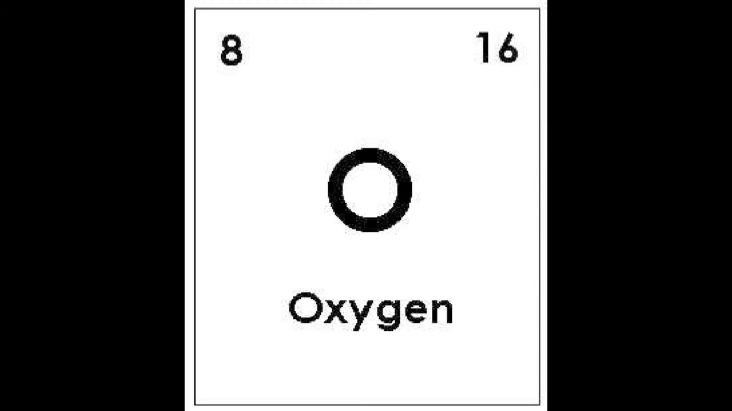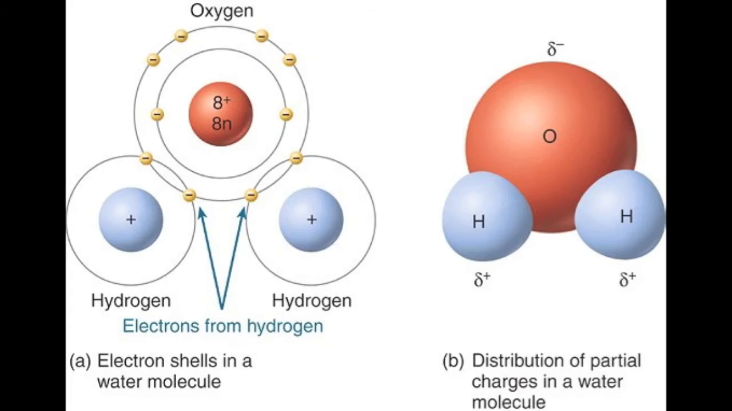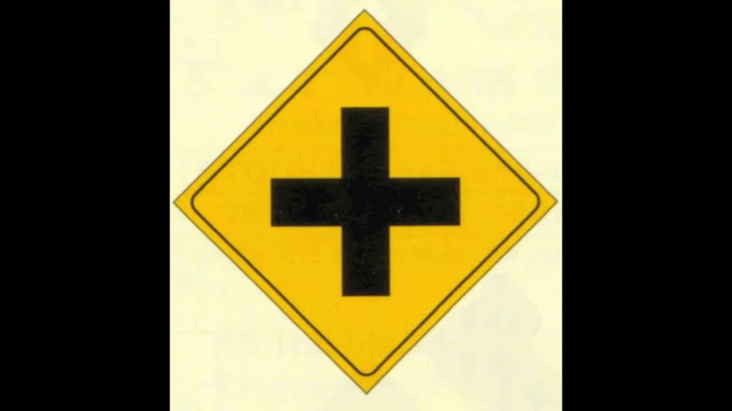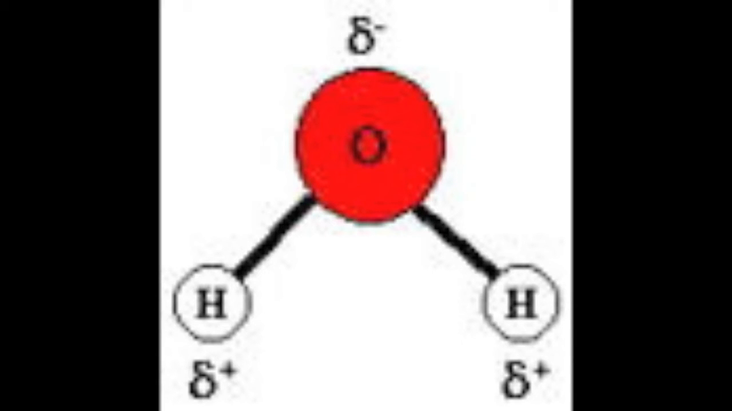2 hydrogen atoms and 1 oxygen atom make up a water molecule. Because oxygen has a higher electronegativity than hydrogen, the electrons are closer to the oxygen atom. This gives oxygen a slightly negative charge and the hydrogen atoms a slightly positive charge, thus making the whole water molecule polar. Water's polarity gives water unique characteristics that account for the wide range of life on Earth.